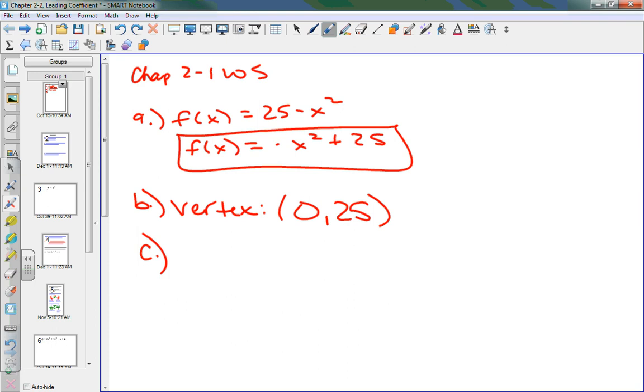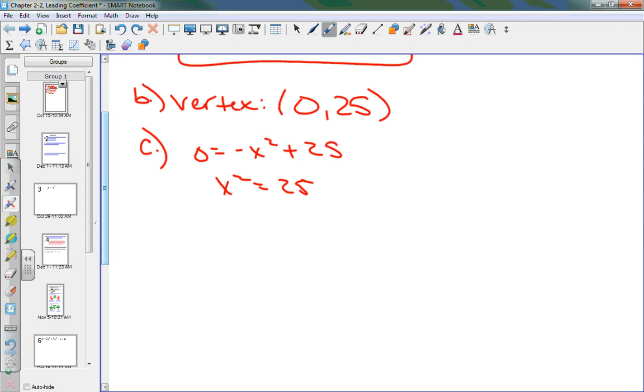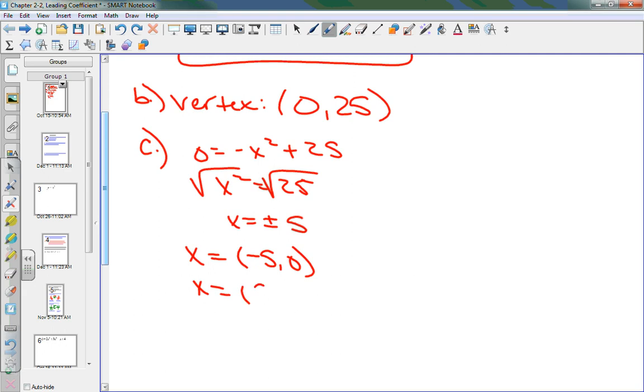Okay? Now letter C says to find the x-intercept. So this is 0 is equal to negative x squared plus 25. So x squared is equal to 25. How do I find it? Take the square root. So x is equal to plus or minus 5. So that means I have x is equal to negative 5 comma 0 and x is equal to 5 comma 0. Those are my two x-intercepts.